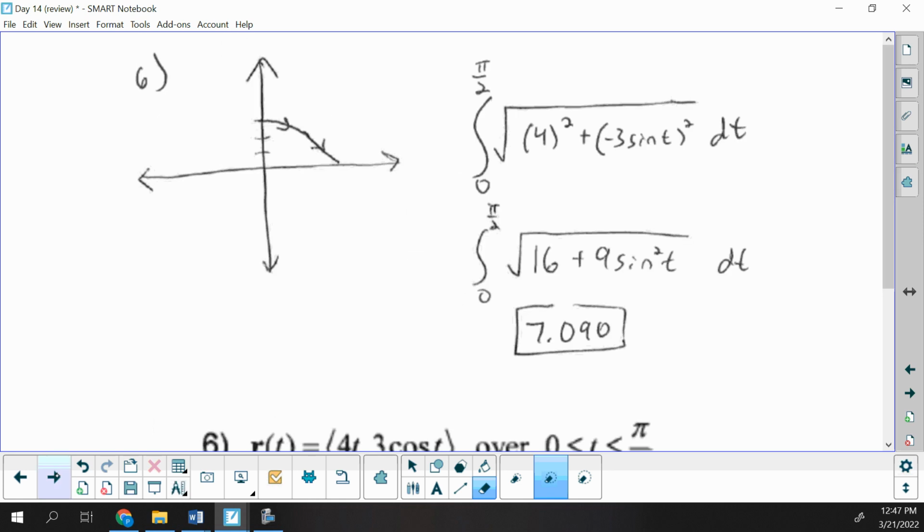Plot your values for 0 to pi over 2. It should look something like that. Put your arrows on for the direction you're going. You've got your x derivative squared plus your y derivative squared all under the square root. That's not something we can do nicely, so we just put it in the calculator. We get 7.090.